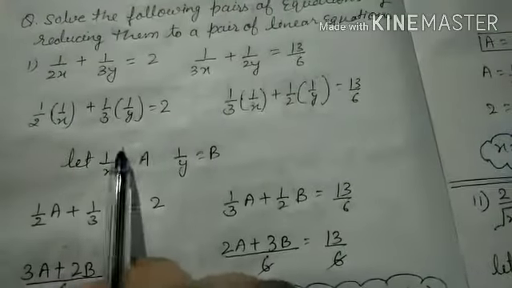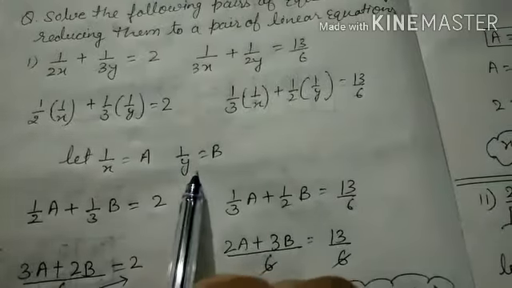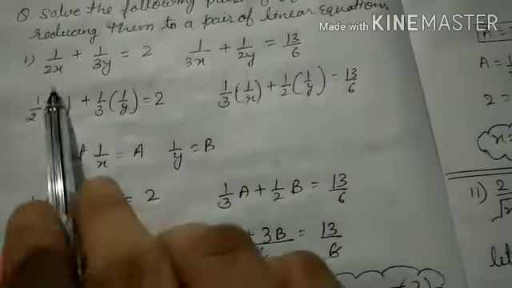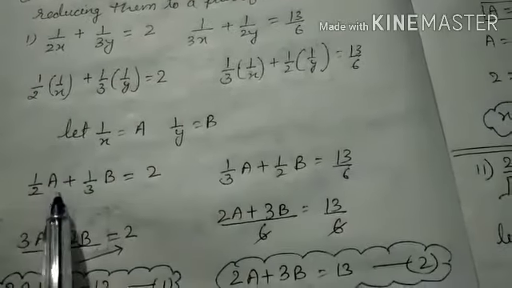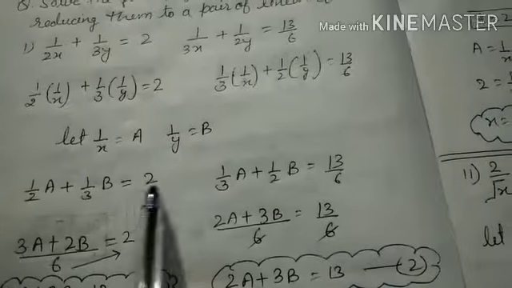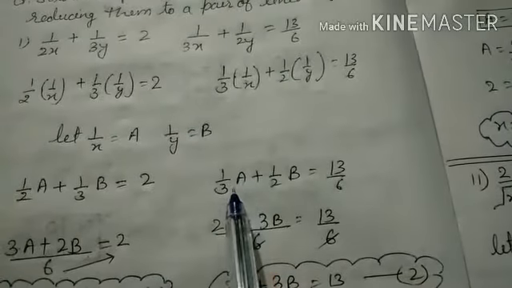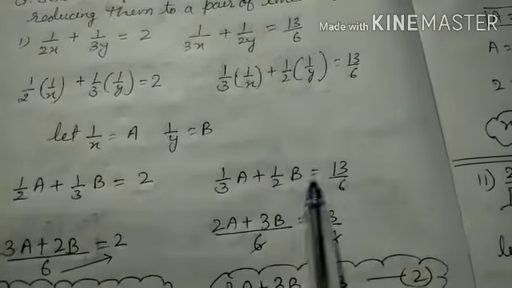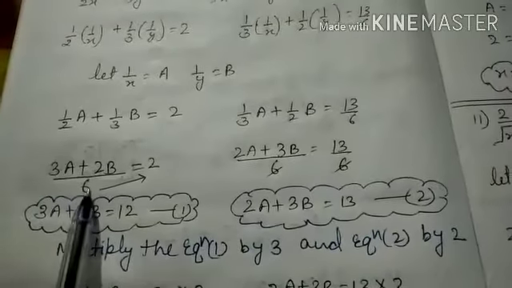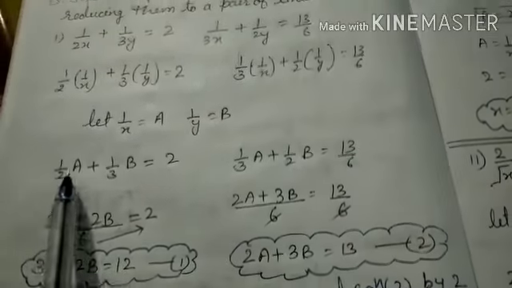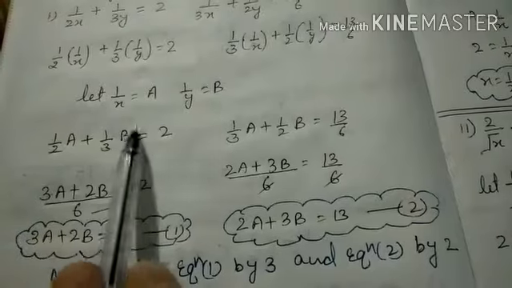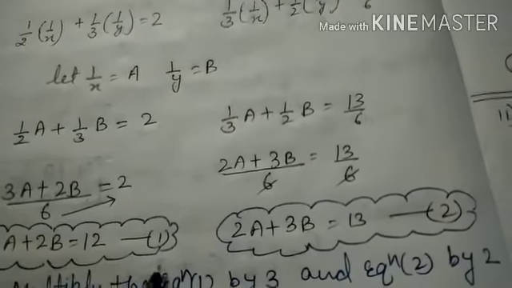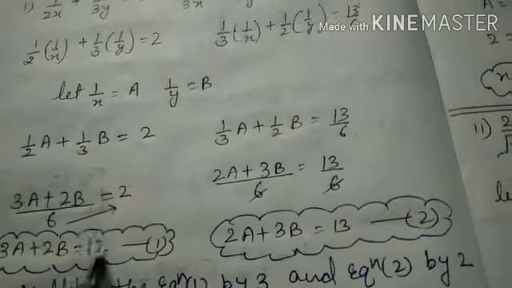Now let 1 upon x is equal to a and 1 upon y is equal to b. At the place of 1 upon x we will put a. So 1 upon 2 a plus 1 upon 3 b is equal to 2. Similarly here 1 upon 3 a plus 1 upon 2 b is equal to 13 upon 6. Now solve these equations, take the LCM, 6 as the LCM. 2 3s are 6 and 3 1s are 3, 3a, 3 2s are 6 and 2b we have, and 6 2s are 12. This is the equation number 1.